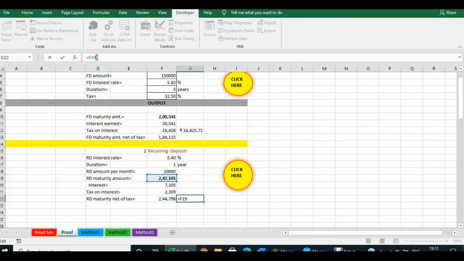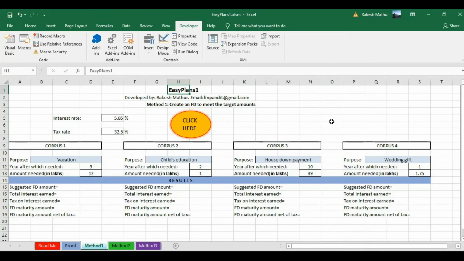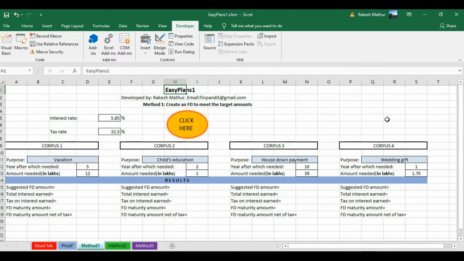full maturity amount minus the tax that we have paid on it, that is 244,796. The maturity amount of the recurring deposit is exactly as has been calculated by the bank's website. Now that we have confirmed the model's calculations, let us get on and discuss the various strategies that are available to meet our financial targets.